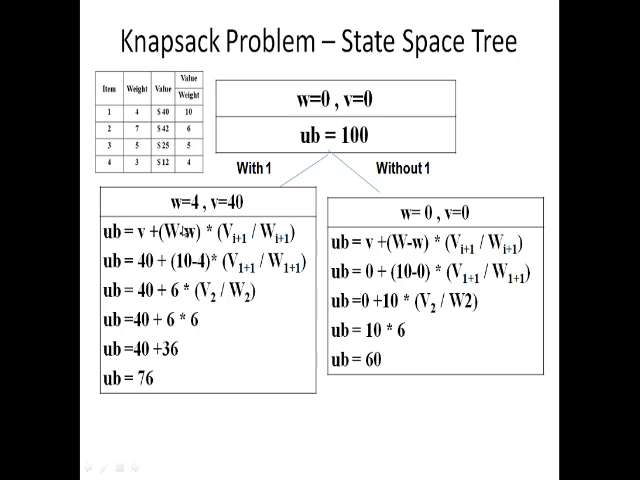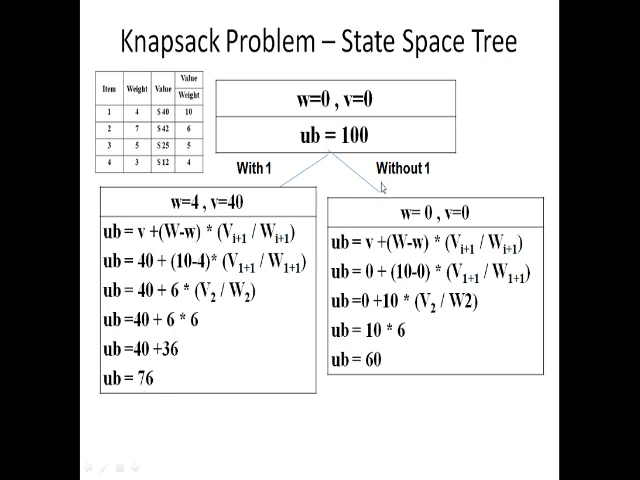V, that is 40, plus capital W, the weight given in the problem, that is the maximum capacity of the knapsack, that is 10, minus 4, the weight for the first item, into V(i+1) by W(i+1). The i value is incremented by 1, so i value is 1 plus 1, V2 by W2. 40 plus 10 minus 4 is 6 into V2 by W2, that is 6. 40 plus 6 into 6, 40 plus 36 is 76. Now by including the item 1, we get the upper bound of 76.